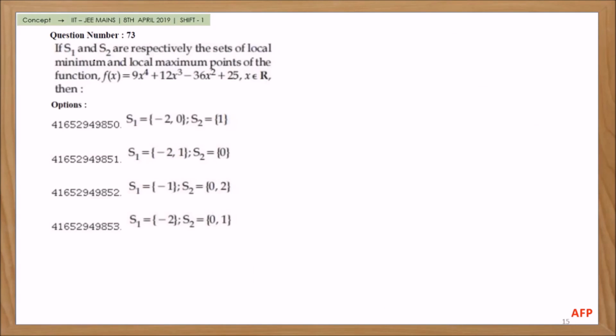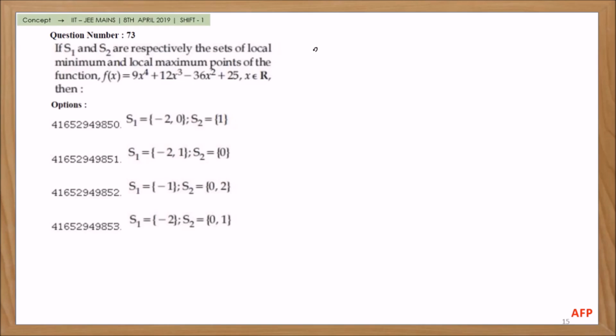Next problem. S1 and S2 are respectively the sets of local minimum and local maximum points of a function, where x belongs to R. Local maximum and local minimum we are supposed to find.